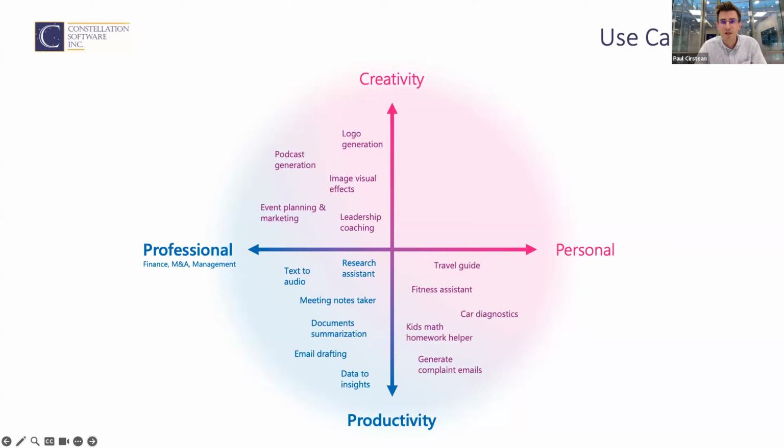Moving to the personal side, I think there are some really interesting use cases in terms of using AI as a travel guide, as your fitness assistant. If your car breaks down or if you have a problem with your car, instead of opening the car's manual, you can use some of these AI tools to get to the answers faster.